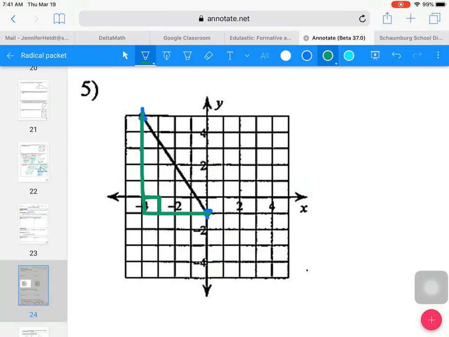So if the length of this segment here at the bottom is 4, and the length of the segment on the side is 6, I'm trying to find the length of x. Since I know it's a right triangle, I can go ahead and use Pythagorean theorem. Remember, Pythagorean theorem is a squared plus b squared equals c squared.